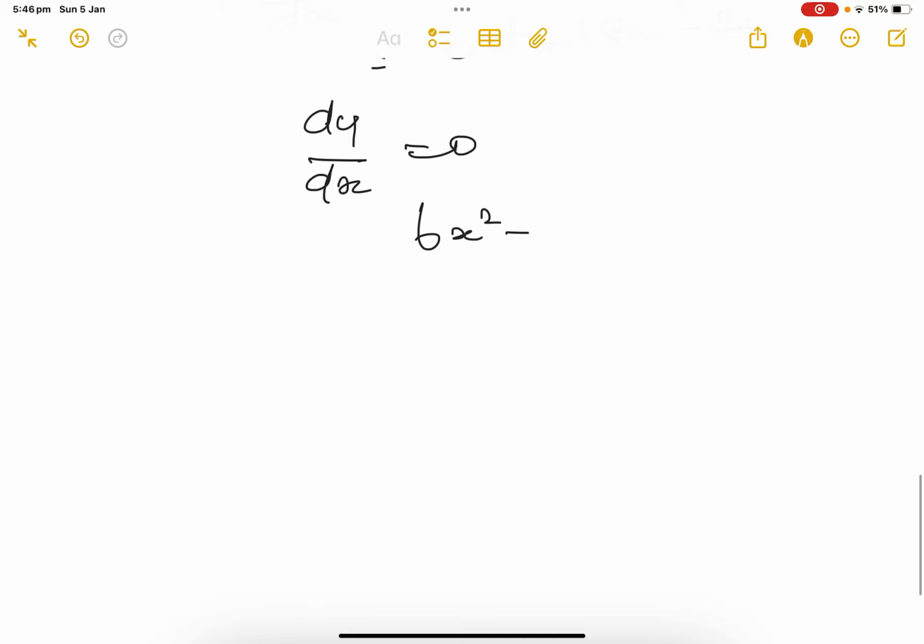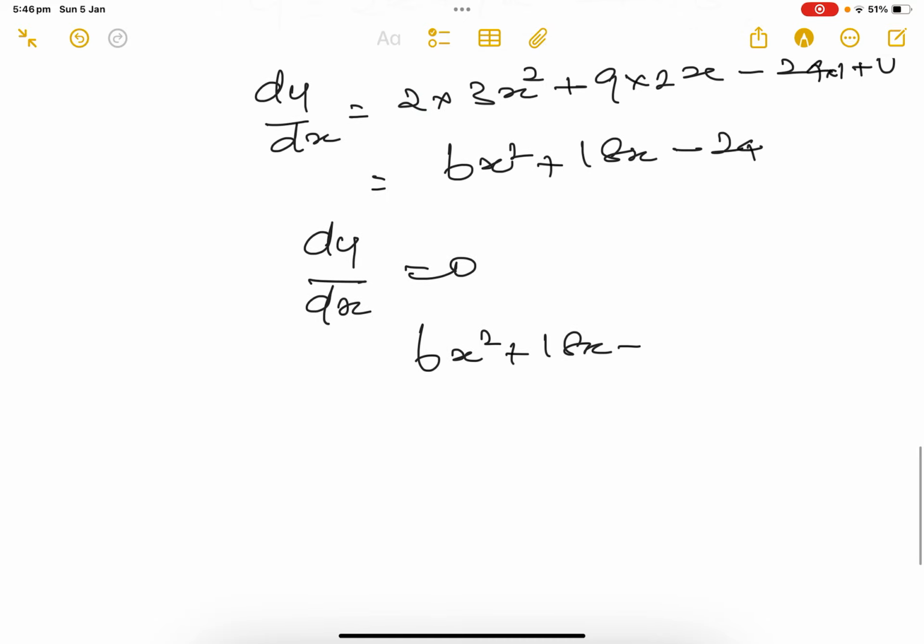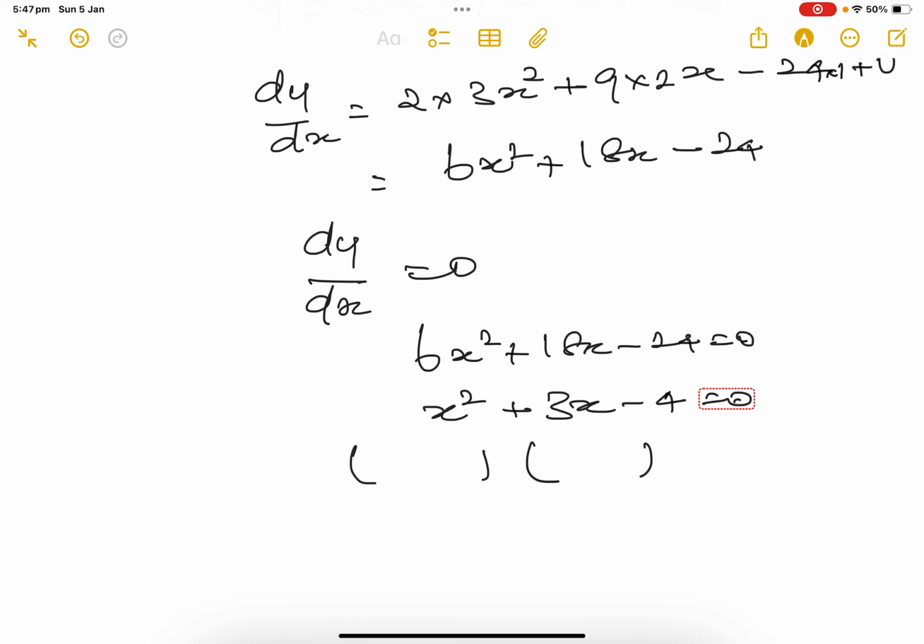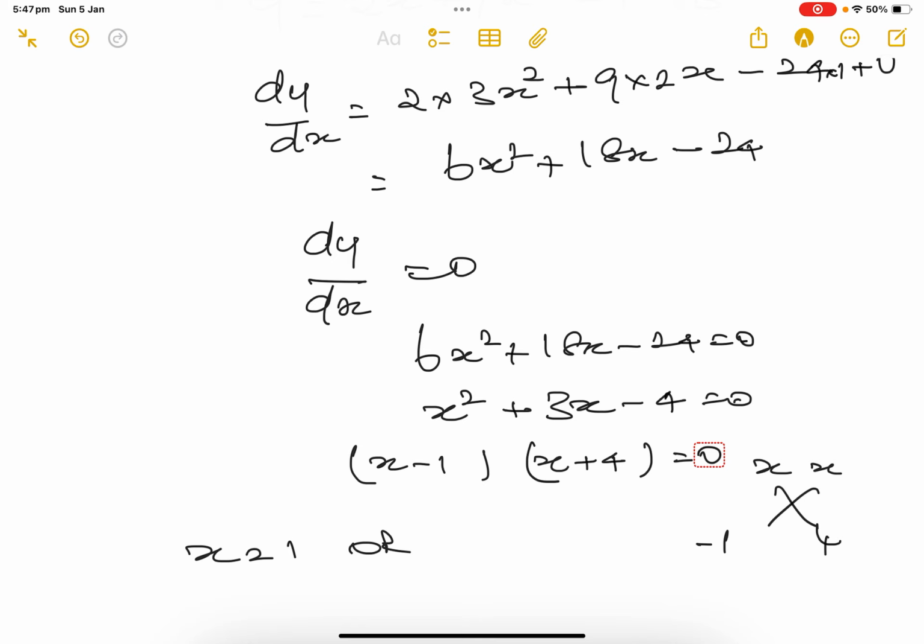So 6x squared plus 18x minus 24 equal 0. If you divide everything by 6, it'd be easier. X squared plus 3x minus 4 equals 0. So factorize this. x squared, 4 times 1, so positive 4x and negative 1x gives the positive 3x, and minus 1 times 4 is minus 4. So x minus 1, x plus 4. So the two values are x equal 1 or minus 4.